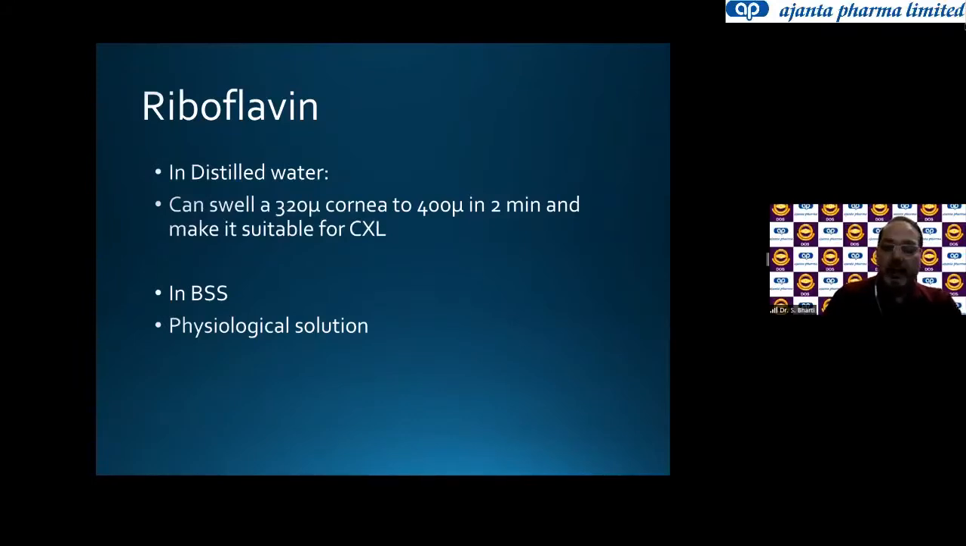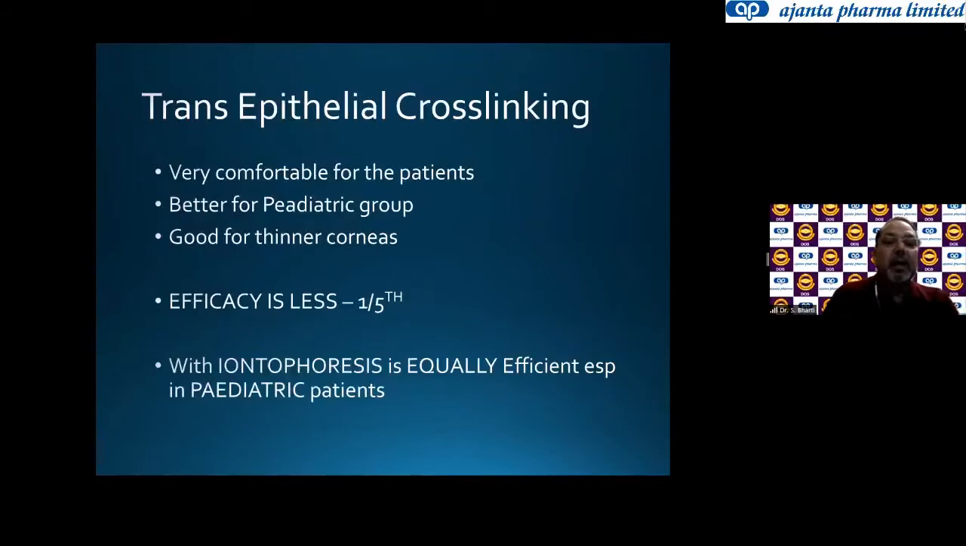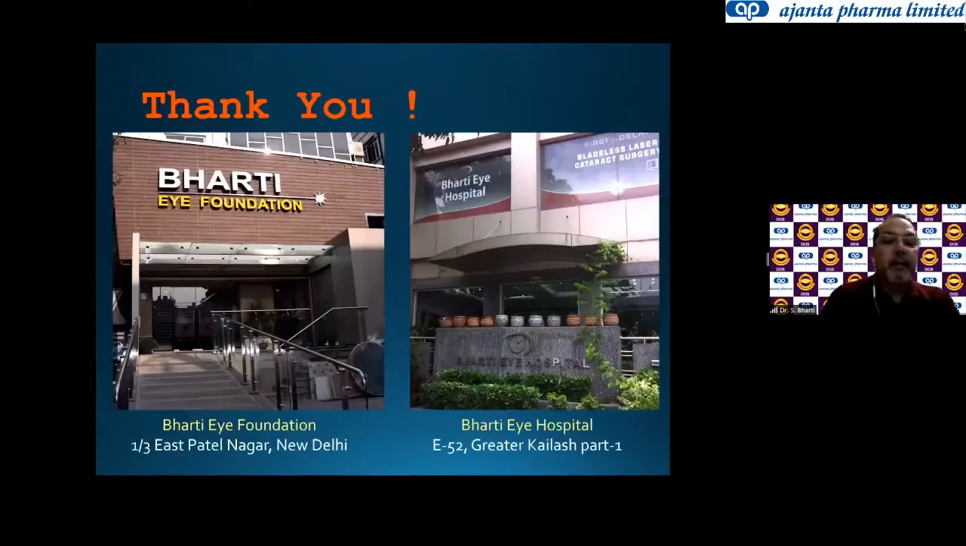Rushad, and I'll give him this. And then transepithelial cross-linking has come, which causes less discomfort and is very comfortable for patients, and is good for thinner corneas, but efficacy is much less. Iontophoresis, again, is used to get the riboflavin absorbed in the corneal cells, cornea and stroma, and it is very quick that way. Thank you very much.